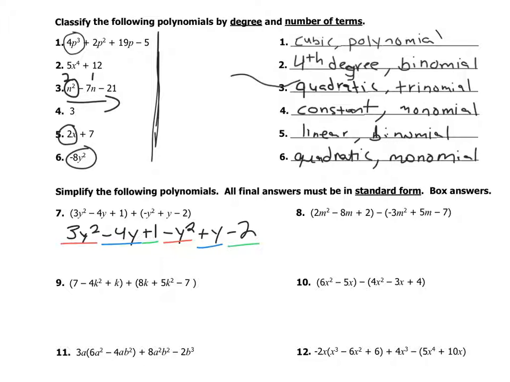3y squared minus y squared would be 2y squared. Remember, when you're adding or subtracting polynomials, you just add the coefficients. You do nothing to the variables or their exponents. Then negative 4y plus y would be negative 3y. And then our 2 constants, plus 1 minus 2, that would be minus 1. So your answer would be 2y squared minus 3y minus 1. And that's already in standard form.